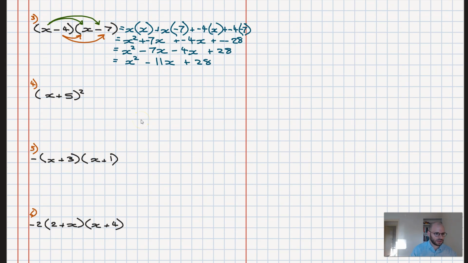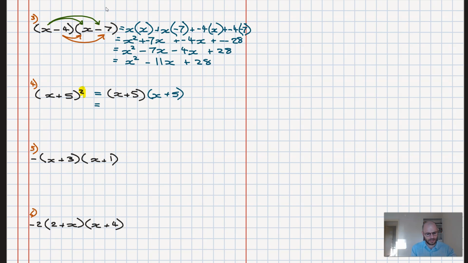Next example, we have something that looks a little bit different to what we've seen. We've got x plus 5 all squared. Now remember what this squared means, and that is that it's simply x plus 5 is repeated. So x plus 5, and then it becomes x plus 5. So you've got 2 lots of x plus 5 there.